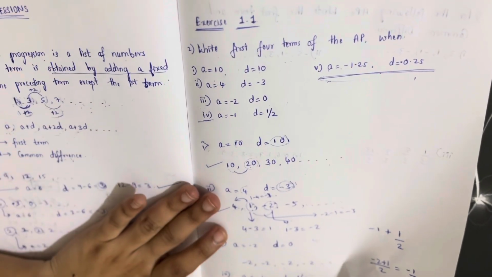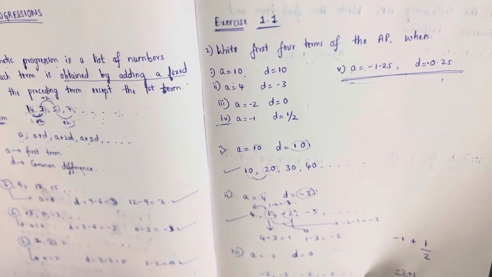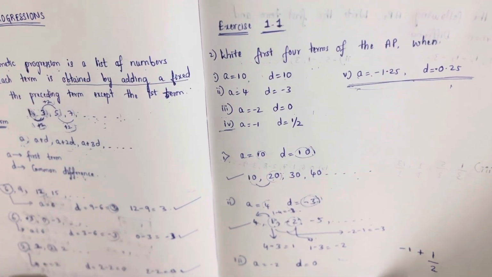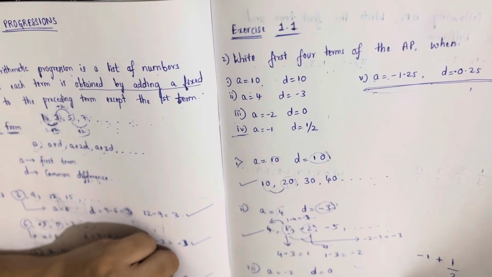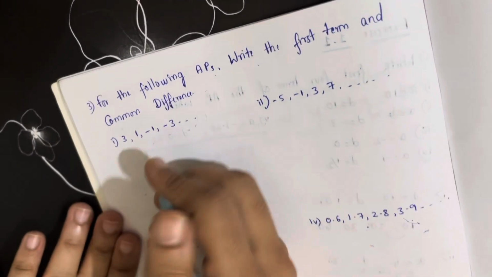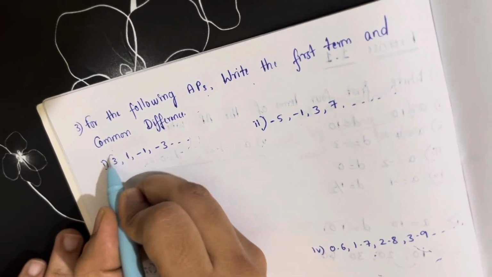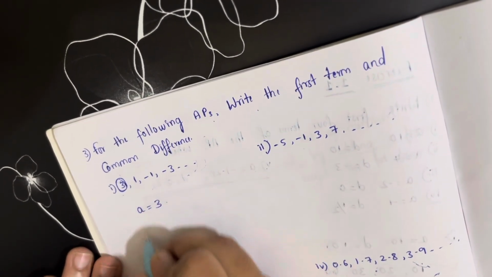You just have to know that there will be a first term and there will be a common difference between the numbers. You should know how to find the common difference, how to form the AP series and what the first term will be. So in this series, what is the first term? First term will be 3. A is equal to 3 and we have to find the difference.